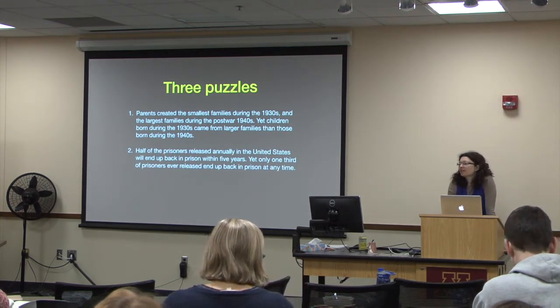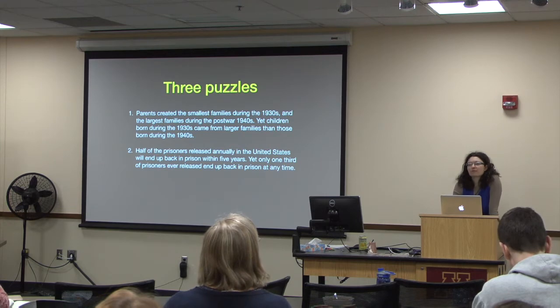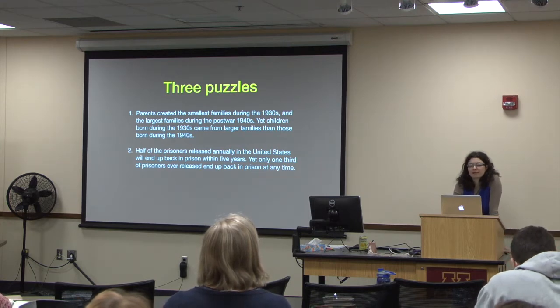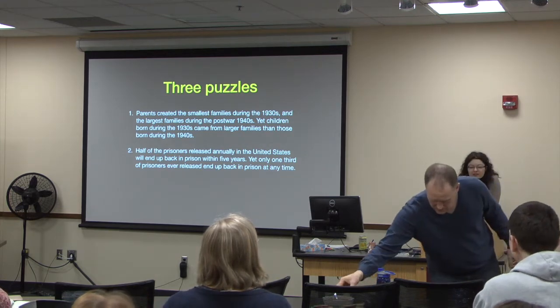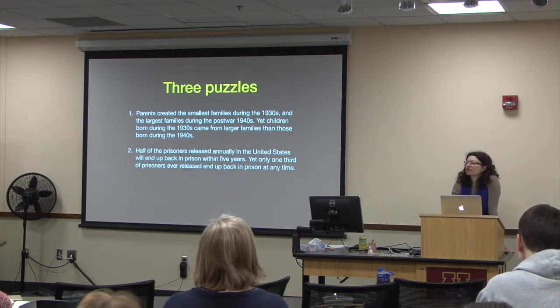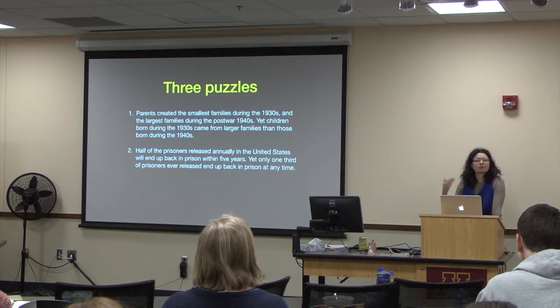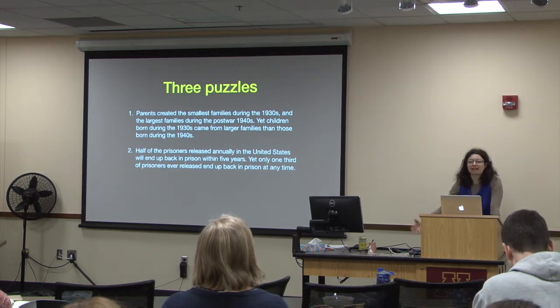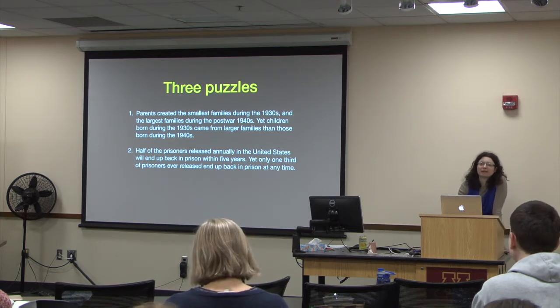In any given year in the United States, about half of the prisoners released will go back to prison within 5 years. Yet, over their whole lifetime, of prisoners who ever are released from prison, the proportion who will ever go back at any point is only a third, smaller than that half. How can that be?